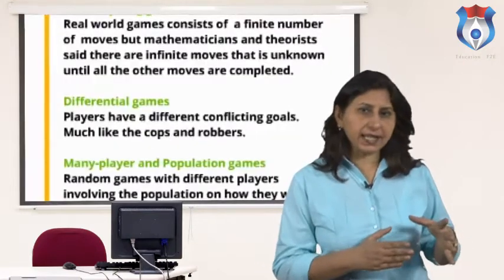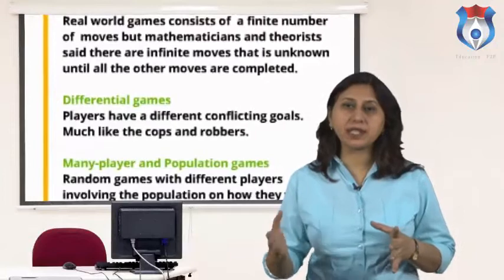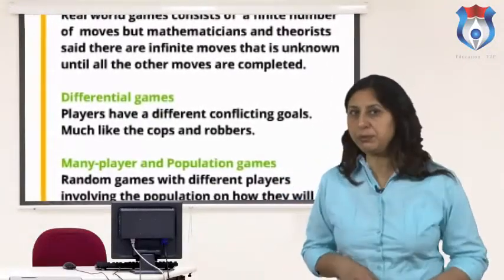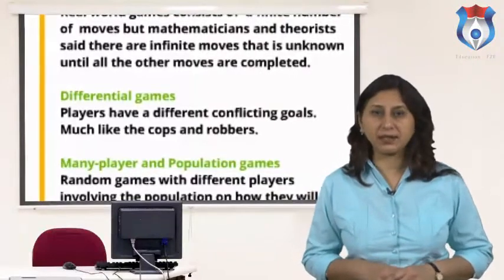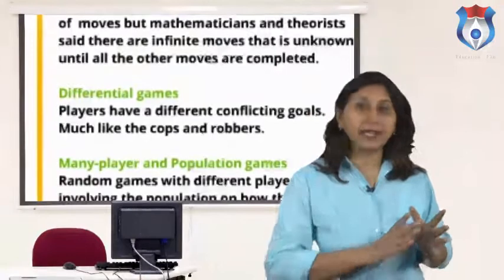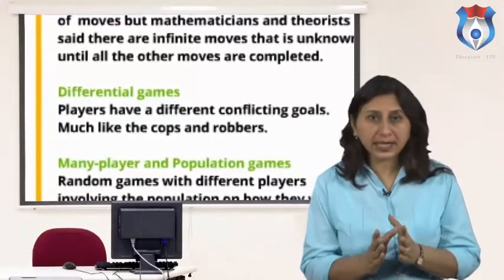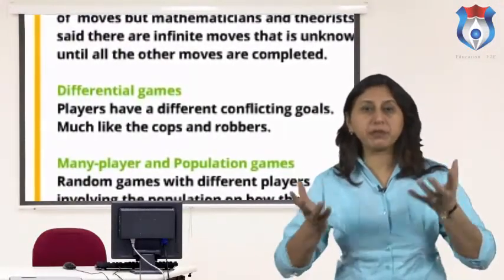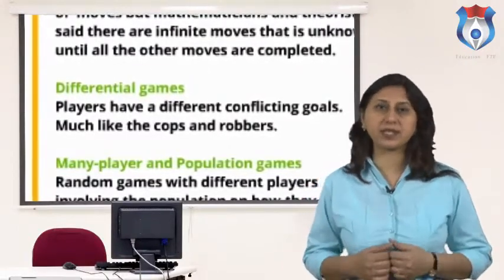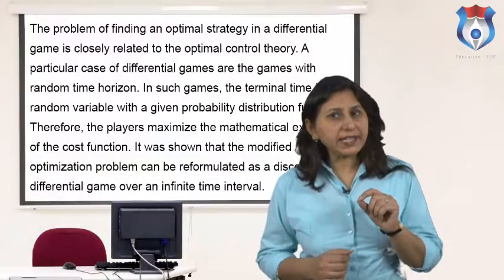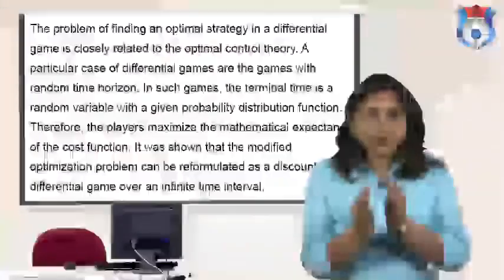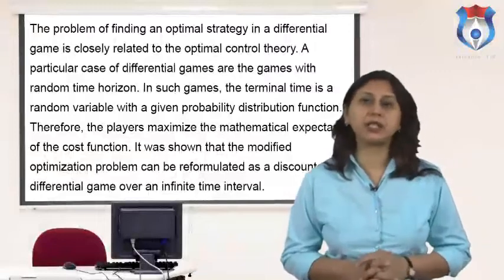So after discussing game theory and information systems with the history and impact of game theory, now we will move on to differential games. Differential games such as the continuous pursuit and evasion game are continuous games where the evolution of the player's state variables is governed by differential equations. The problem of finding an optimal strategy in a differential game is closely related to the optimal control theory.